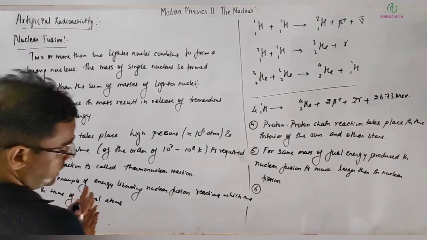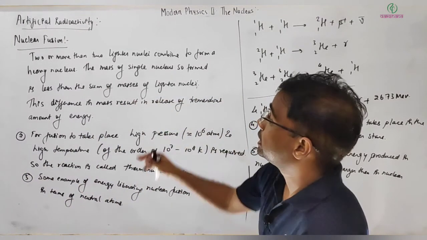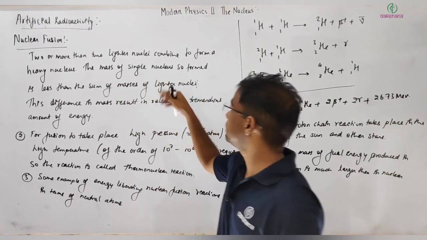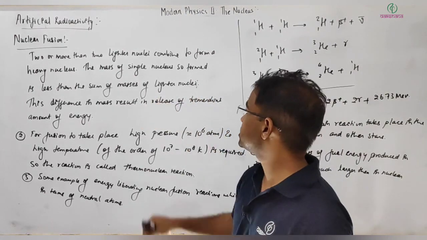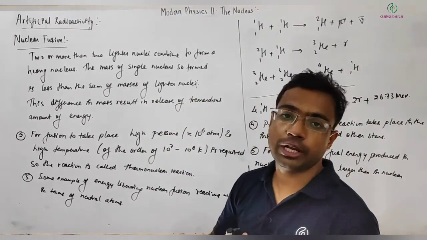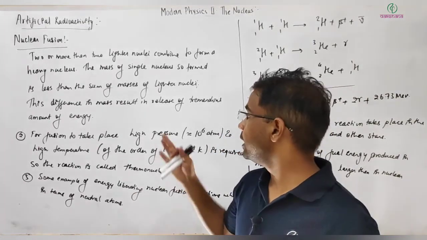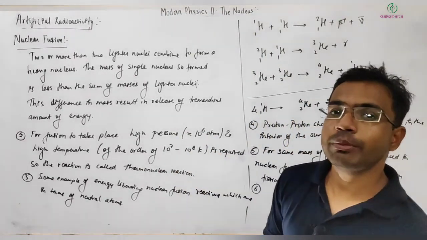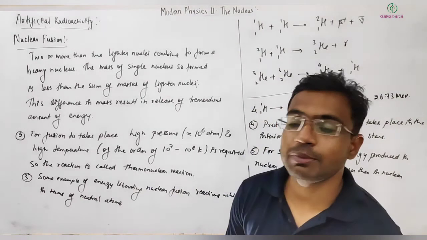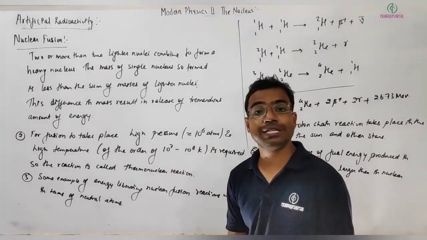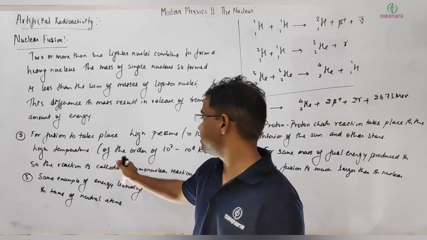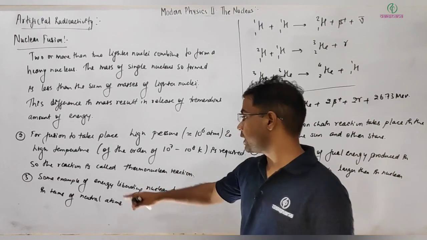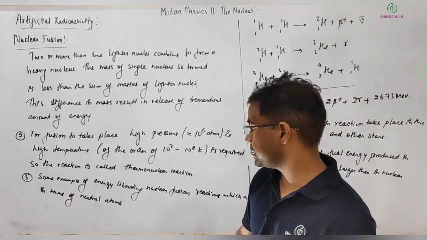In nuclear fusion, two or more lighter nuclei combine to form a heavy nucleus. The mass of the single nucleus thus formed should be less than the sum of the masses of the lighter nuclei. This difference in mass results in the release of a tremendous amount of energy, and this process we call nuclear fusion. Normally the requirement for nuclear fusion to take place is a high pressure of the order of 10 to the power 6 atm, you can just imagine, and a very high temperature, of the order of 10 to the power 7 to 8 Kelvin. So the reaction is also called a thermonuclear reaction.